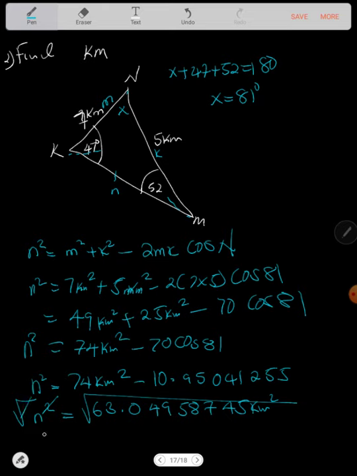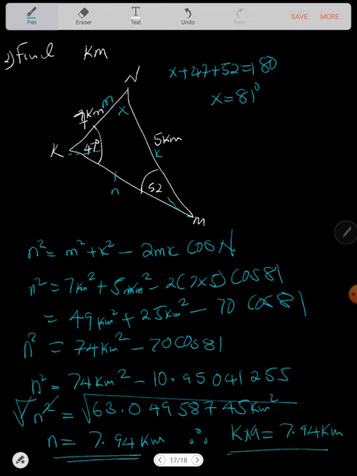So you cancel. So n is equal to the square root of 63.04958745. That will give you 7.94 kilometers. Therefore, the KM which they are looking for is just 7.94 kilometers.